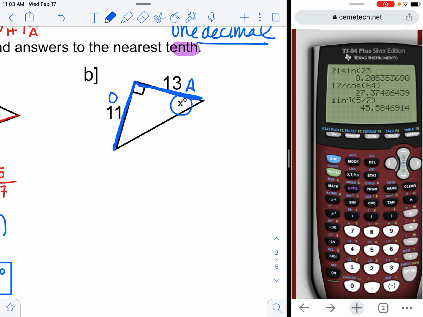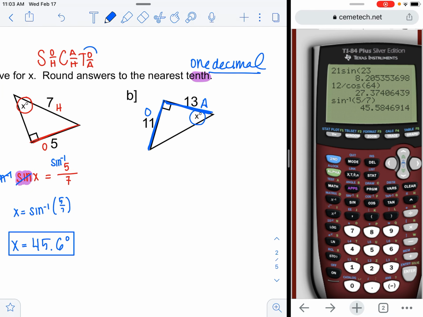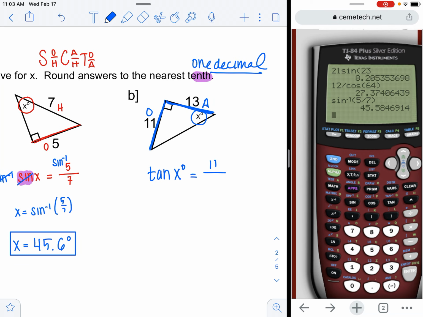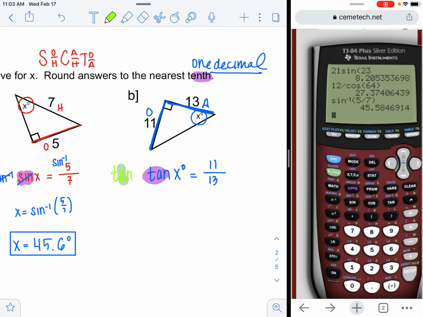All right, let's try another one. Here's my angle. How is this side related? It's opposite. It doesn't touch it at all. This side right here touches it, and it's not the hypotenuse, so it's adjacent. Which trig function uses O and A? Tangent. So I'm going to write down tangent. My angle always comes next. My ratio comes last. Opposite over adjacent. 11/13. So I have to get rid of tangent. How do you think I get rid of tangent? Tangent inverse.